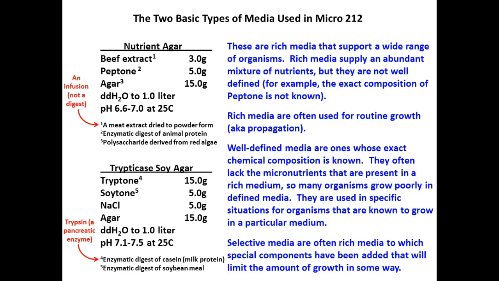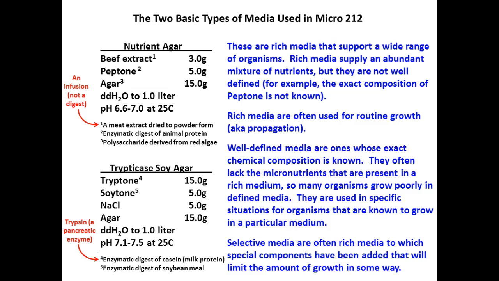Then there are well-defined medias, where we know the exact chemical composition. What I usually refer to these as is the Nutrisystem diet. Of course, that type of media is very expensive. We only have one that falls into this category that we'll use later, in the second half of the semester. The reason we use it is that it's a specialized media for running a particular test, and it just happens to be defined, where everything is measured out in it.